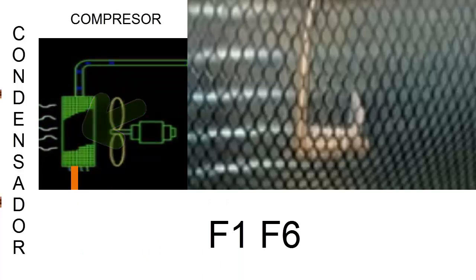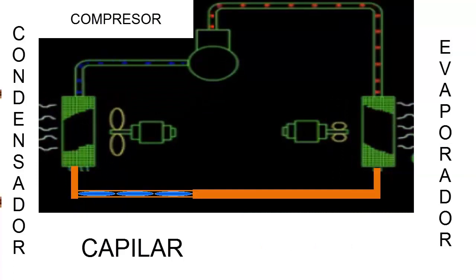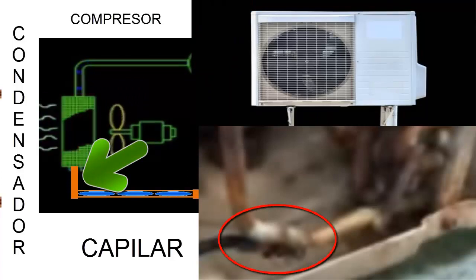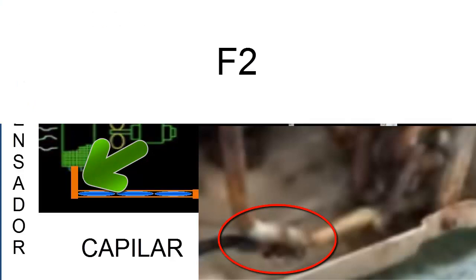To further increase the control of the system, we can even find a temperature sensor at the output of the condenser. This sensor will measure the temperature of the liquid refrigerant to calculate the subcooling that the refrigerant has in the condenser. When this sensor has a problem, the failure code that the card generates is usually F2.